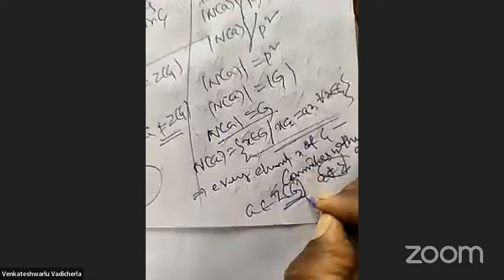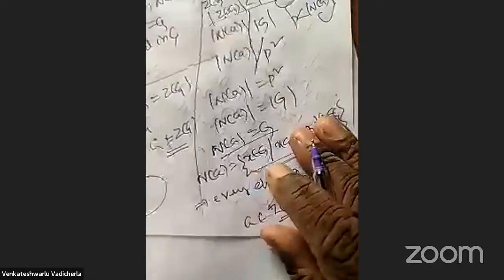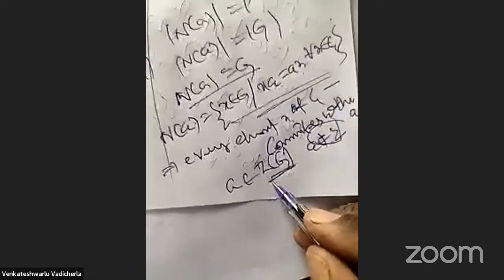When we started, A does not belong to Z of G. Now we show A belongs to Z of G, which is a contradiction to equation 1. Our assumption that G is a non-abelian group is wrong. Hence G is abelian.